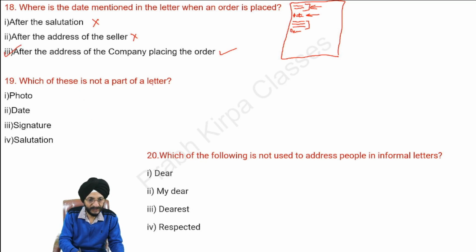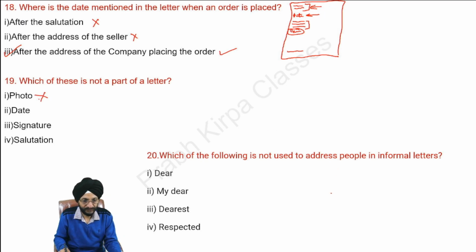Which of these is not a part of the letter? Photo, date, signature, and salutation. This is the date. Signature is written here. Salutation is here. There is no place for a photo. Whether it is a formal or informal letter, a photo is not there.